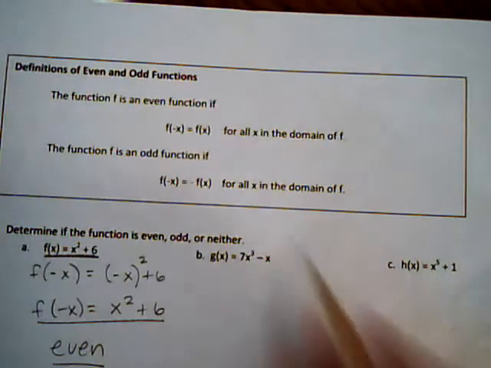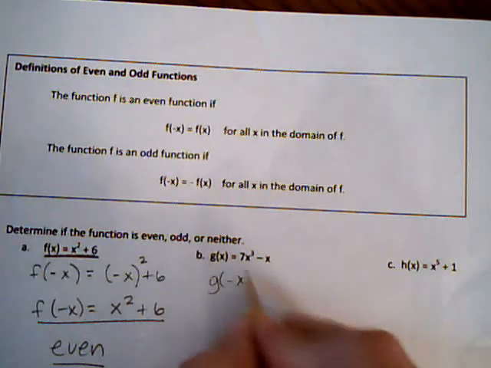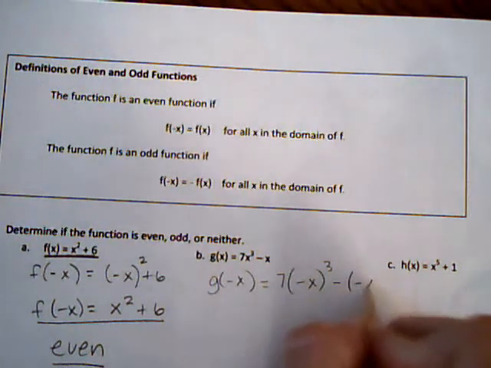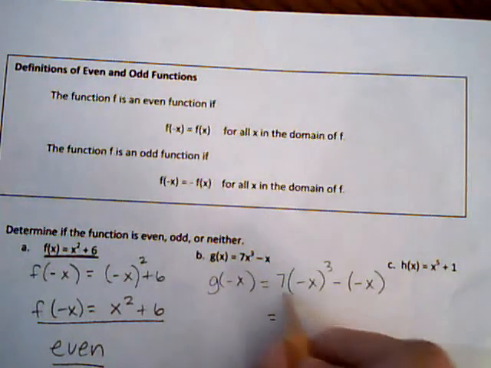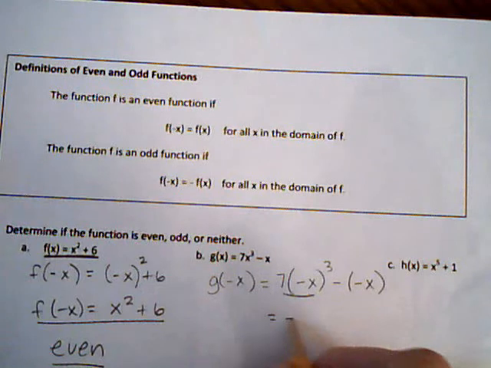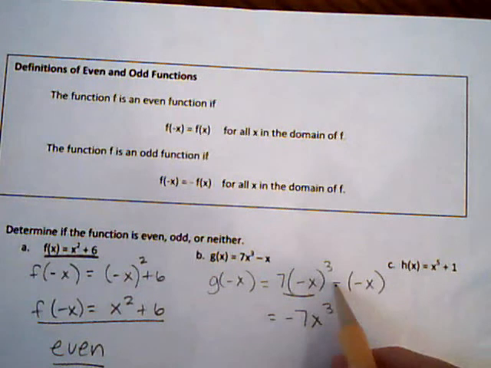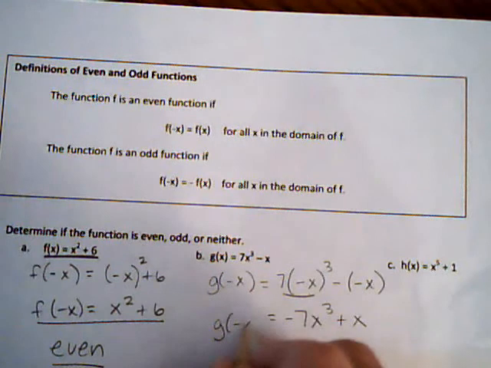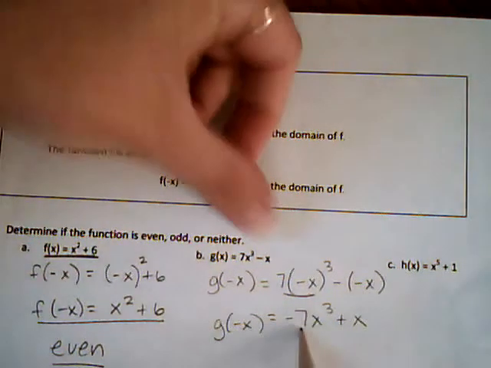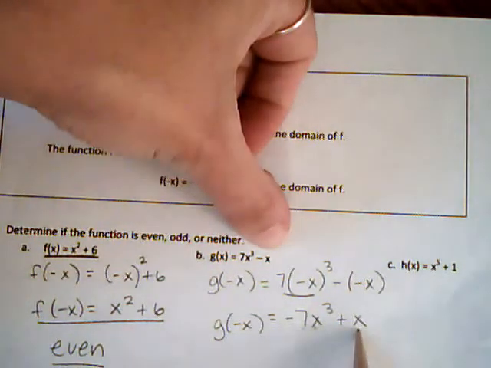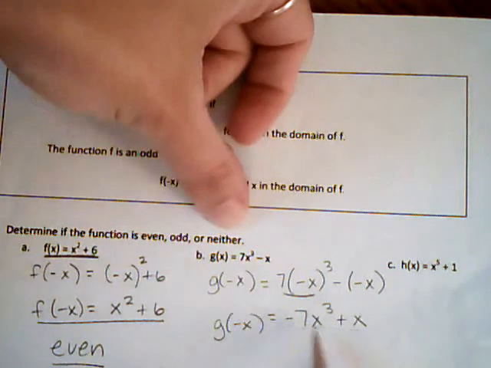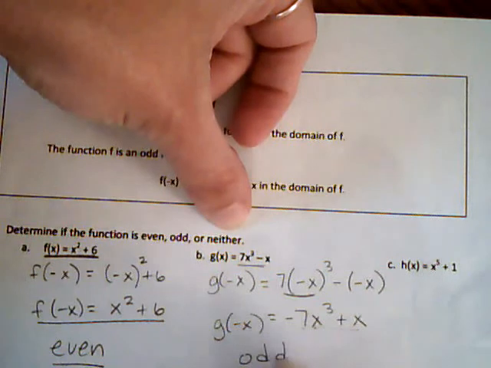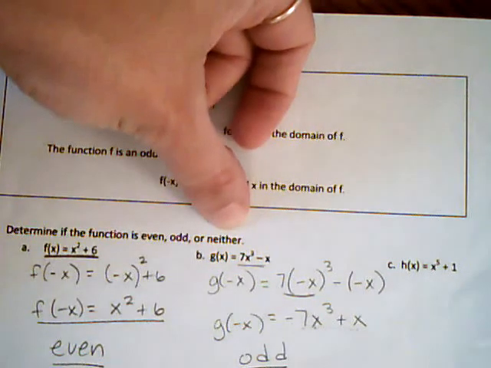On part B, if I do the same thing, g at negative x, if I plug in a negative x, this would still be a negative x cubed, so that would be negative 7x cubed, minus a negative x would be a positive x. So g at negative x equals negative 7x cubed plus x, which is the exact opposite of the original function. So if it's the exact opposite, it means that this is an odd function.